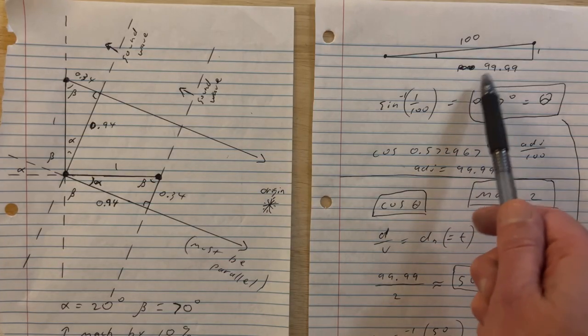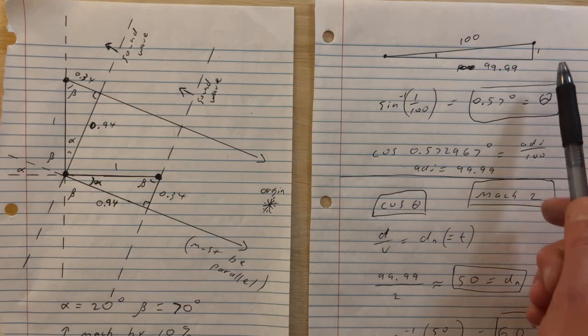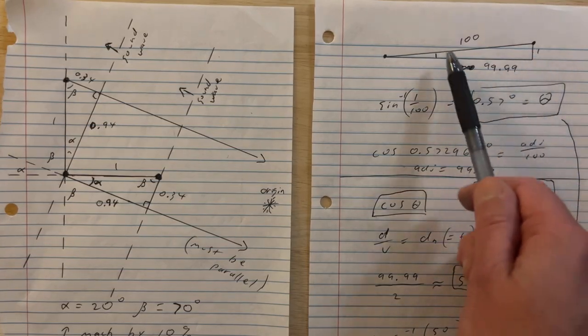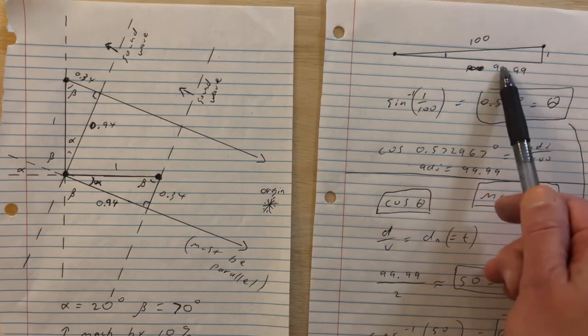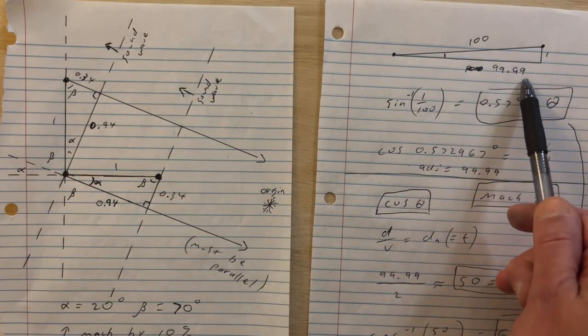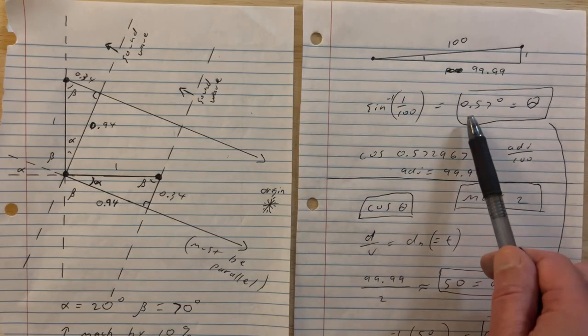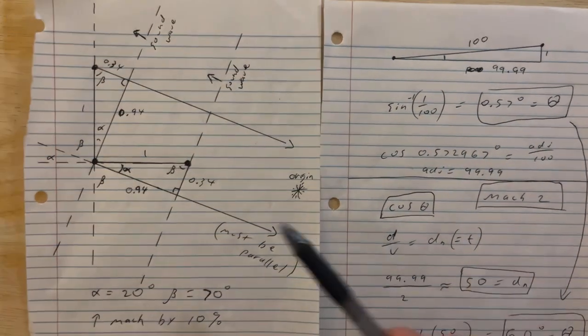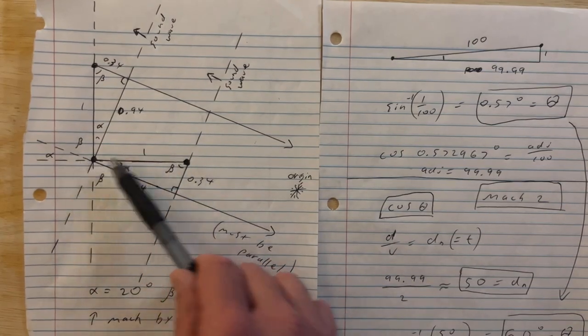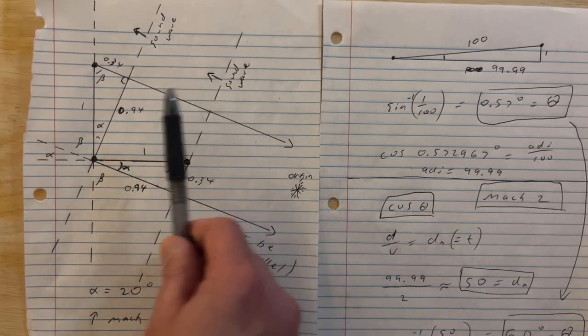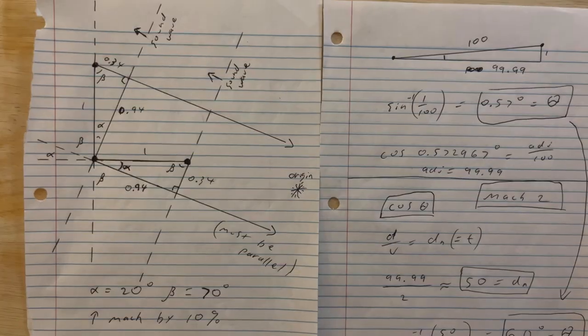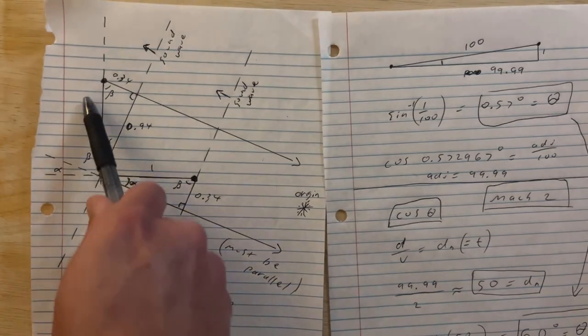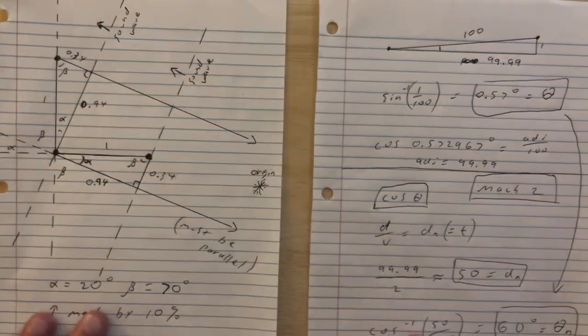So that's what I'm going to do right here. I'm going to take a triangle with the opposite leg of 1, hypotenuse of 100, and then the adjacent leg will be 99.99. This gives us an angle of 0.57 degrees. In other words, this sound wave is hitting these two microphones here at almost 0 degrees. And it's hitting these two microphones here at almost 90 degrees, or almost perpendicular.